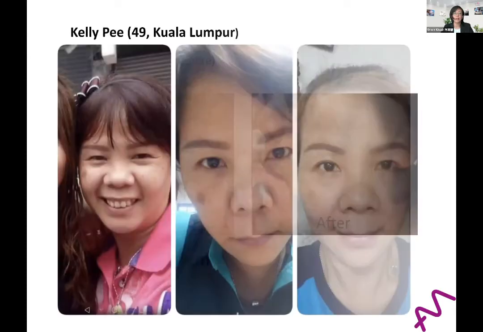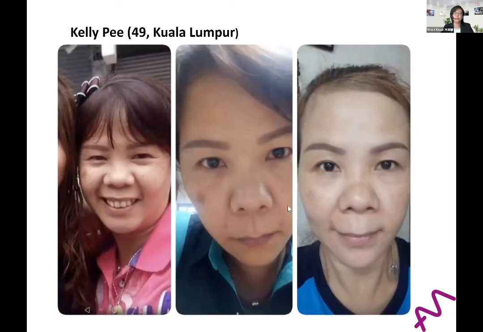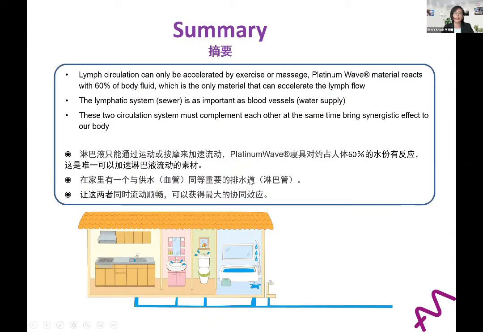And this Kelly is from KL. See, she also has improvement on her face. It's the same way you mentioned. So at the end, summarize. Give a summary of the platinum blanket, because they hear so much from us, right? Then can they remember anything at all? So just tell them, what is limb circulation? Why does it need help? Why do we need the blanket? Because it can only be accelerated by exercise or massage. Do you exercise? No, too lazy, no time.